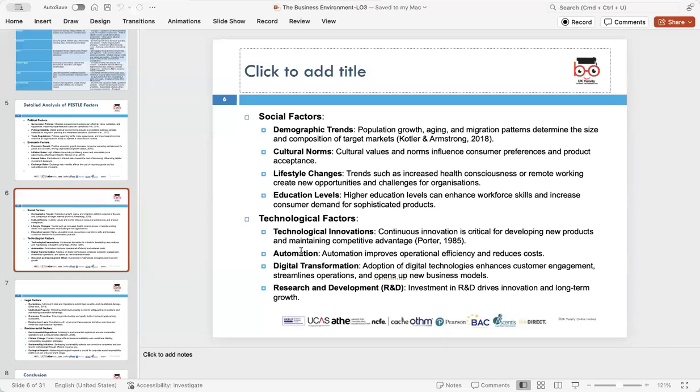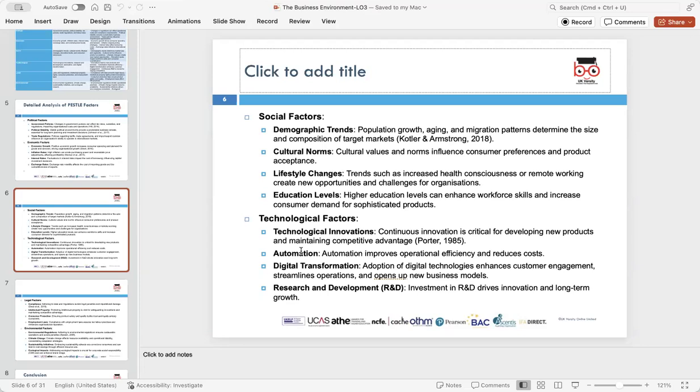Next, lifestyle changes. Lifestyle changes refer to shifts in how people live, work, and spend their leisure time. Trends like increased health consciousness or the rise of remote working create new market opportunities. For example, growing interest in health and fitness has led to a boom in the market for organic foods and fitness equipment. Conversely, remote working has increased demand for home office supplies and communication tools.